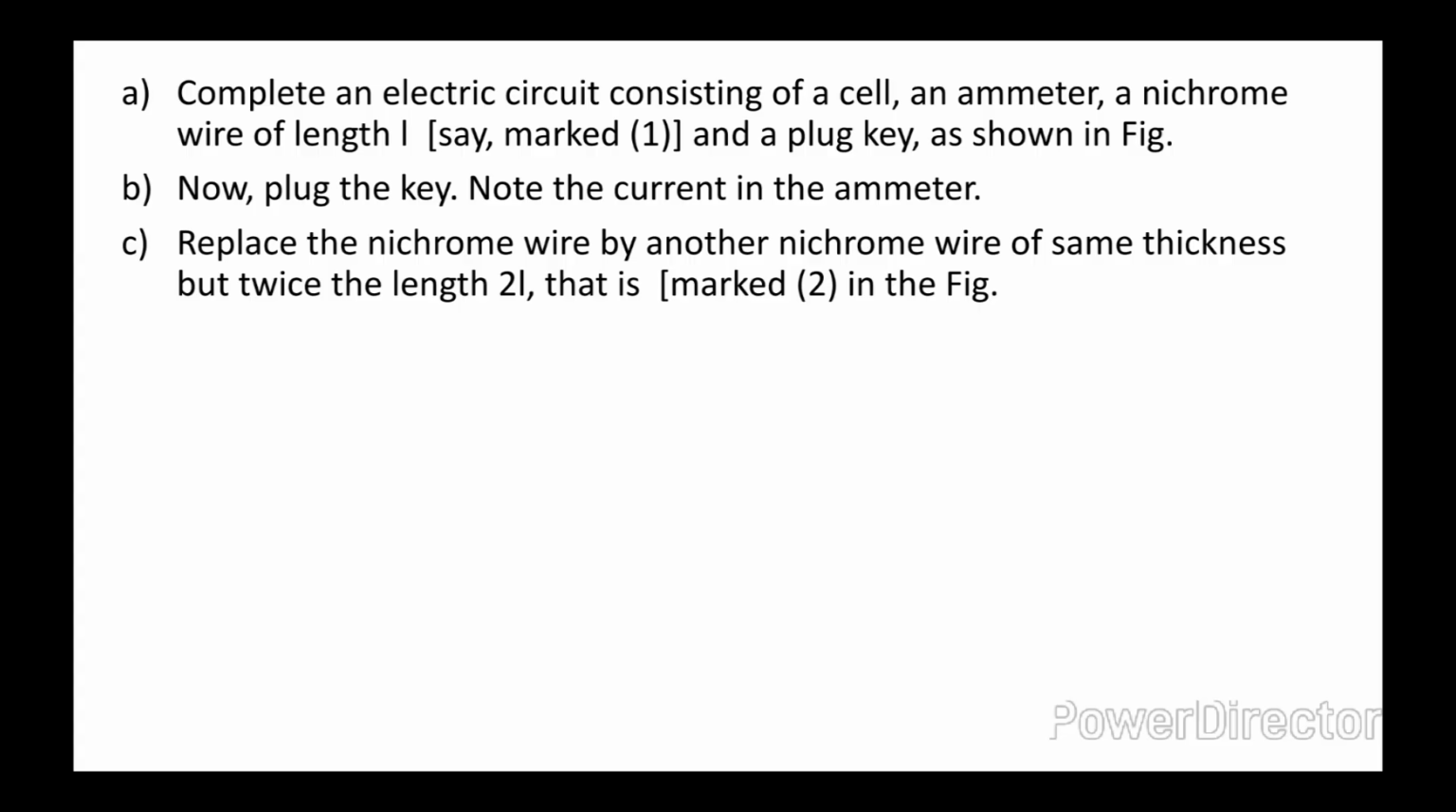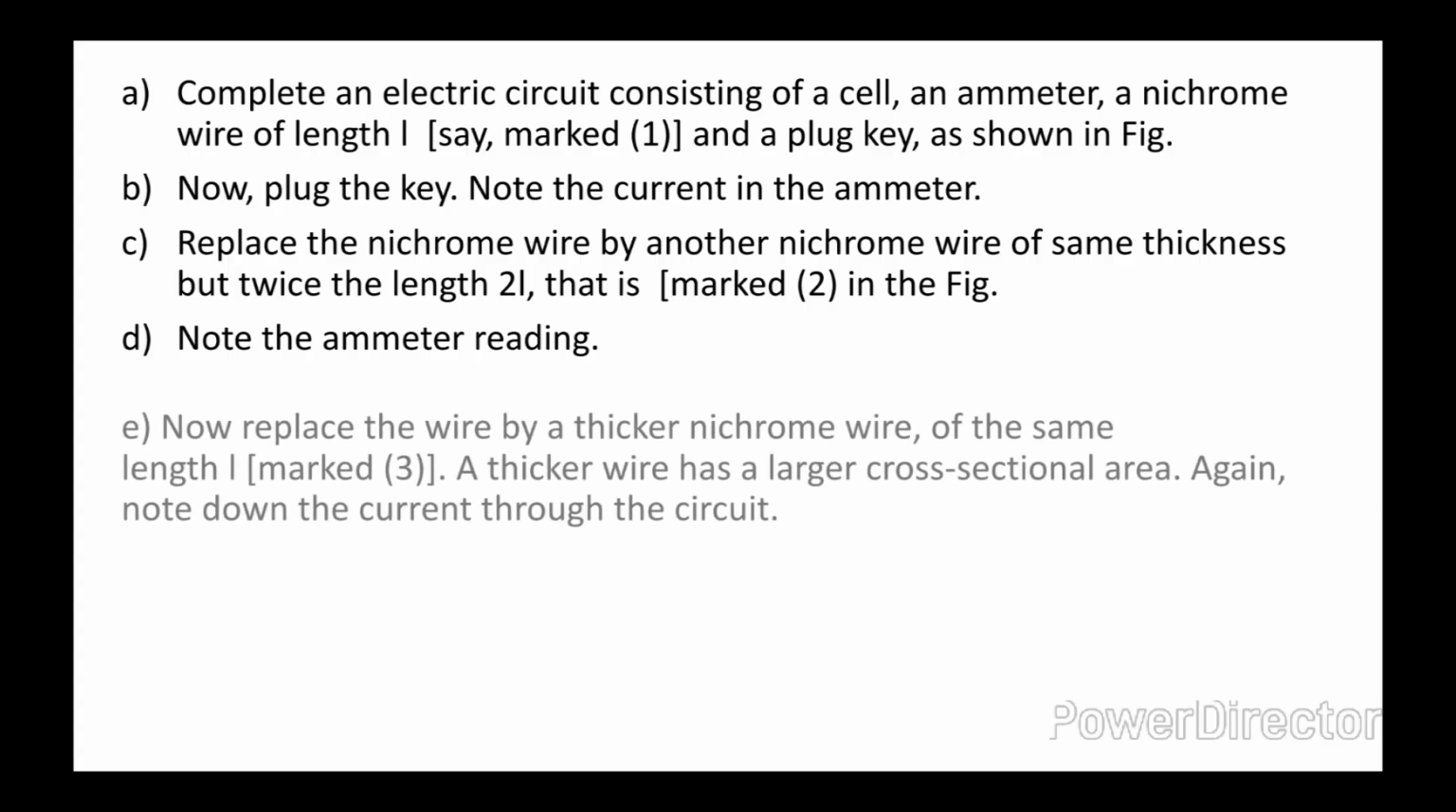And that nichrome wire should be of same thickness. You should not vary the thickness. It should be of same thickness, but only the length should vary. You have to take double the length compared to first case. Again plug the key and note down the reading in the ammeter.